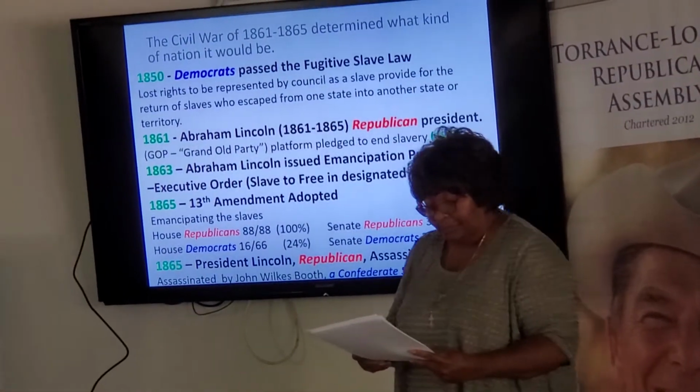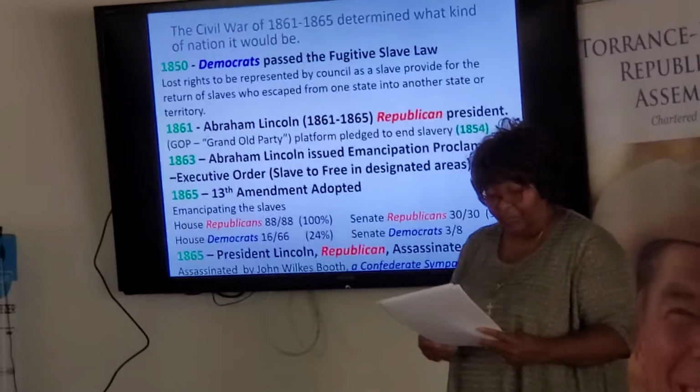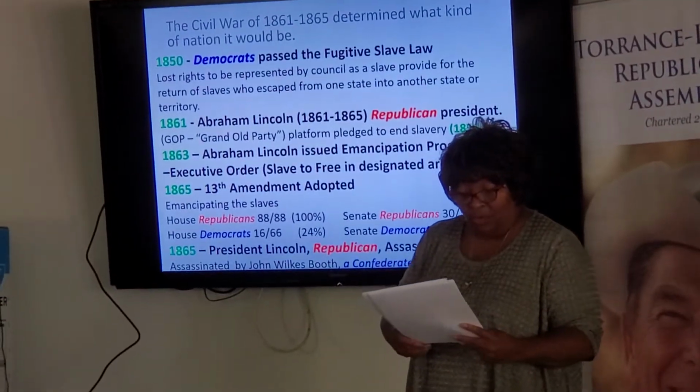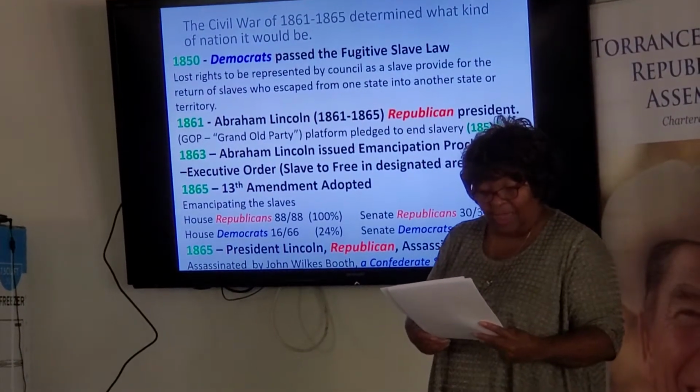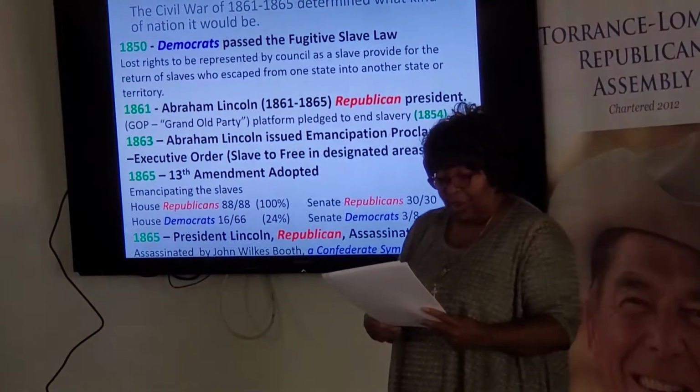Here, the 1800s. Now, the Democrats wanted to pass the Fugitive Slave Laws, okay, under which the Africans lost the right to be represented by counsel as slaves, and which provided for the return of slaves who escaped from one state into another state.